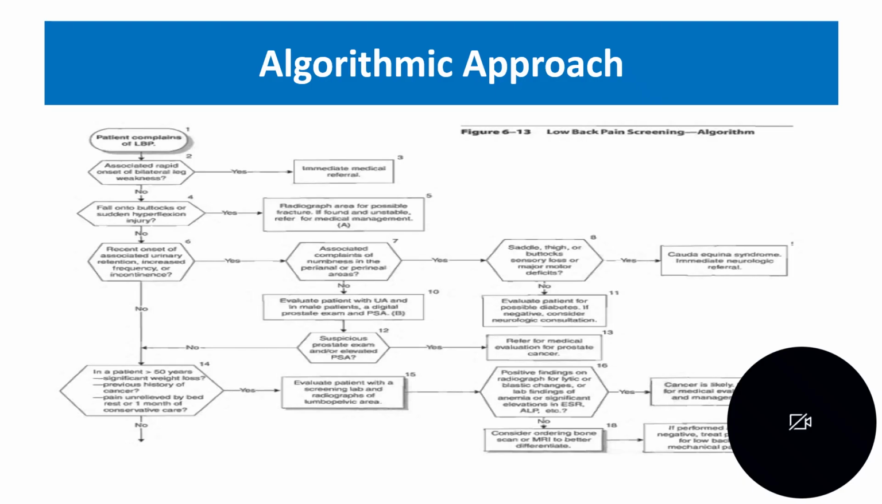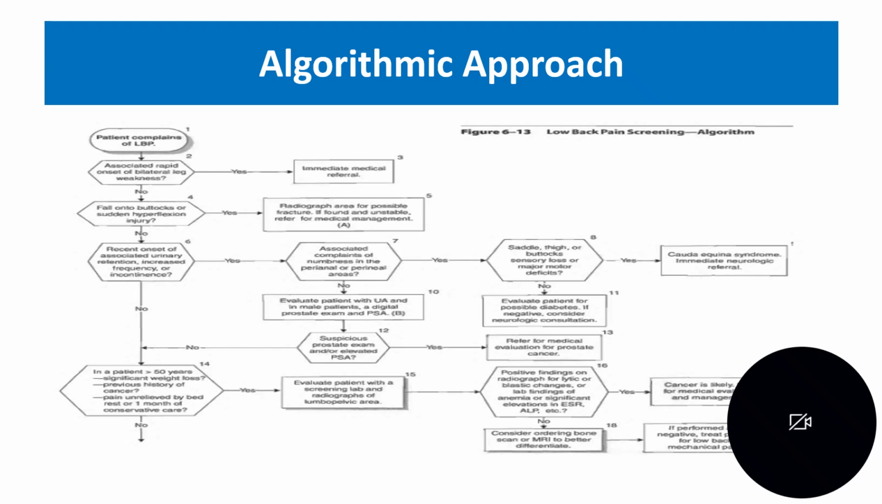Lucente. It's rather detailed. You start off with a patient who complains of low back pain, and the first is: is it associated with rapid onset of bilateral leg weakness? If the answer is yes, you go across to the right and then you follow that. If the answer is no, you go down and you ask and answer the next question. If it is yes, you go off to the right. If it is no, you go down.